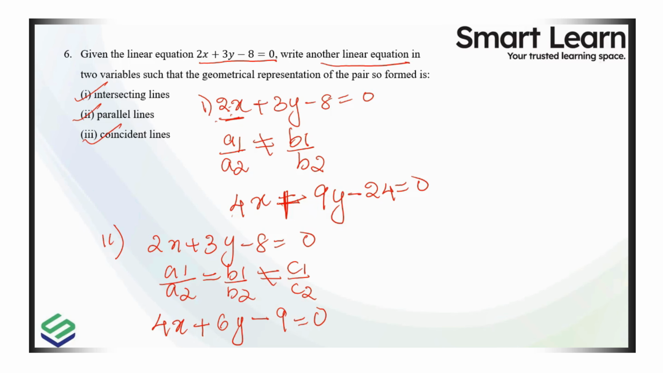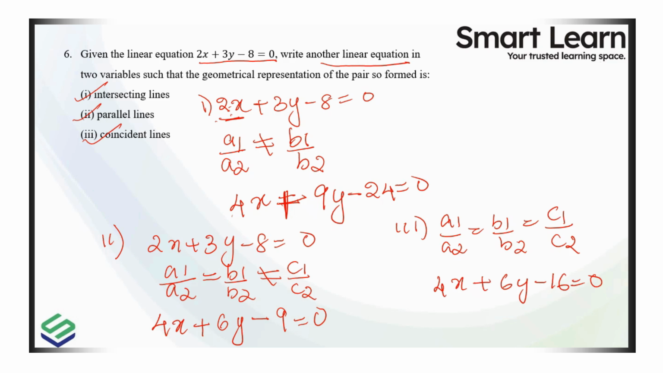Then the third equation, coincident. Our condition is a1 by a2 equal to b1 by b2 equal to c1 by c2. So I multiply the equation by the same number. So I will get 4x plus 6y minus 16. I multiplied with 2. This is very important, children.